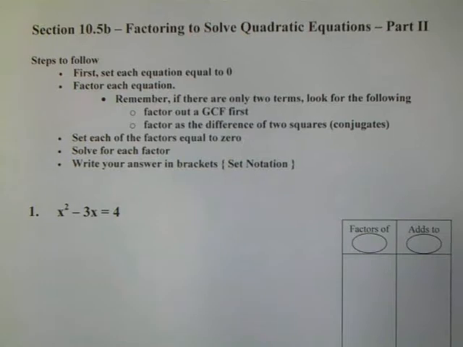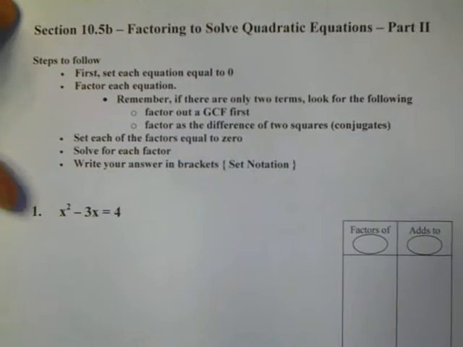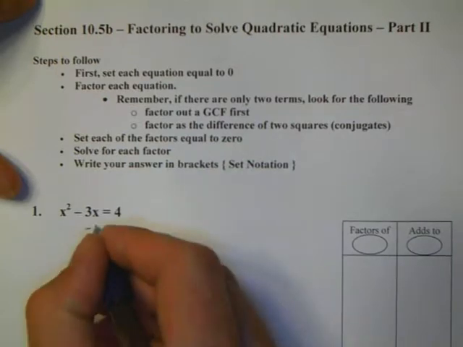As we look at section 10.5b, we're going to continue to solve equations using factoring. The difference in this section is our equations are not going to be set equal to 0 at the original part of the problem. So here you can see in the first part we have x squared minus 3x equals 4. We're going to first have to subtract 4 from each side.